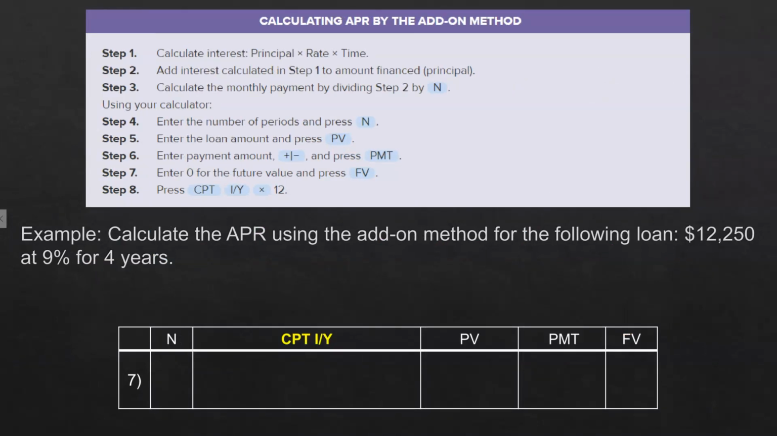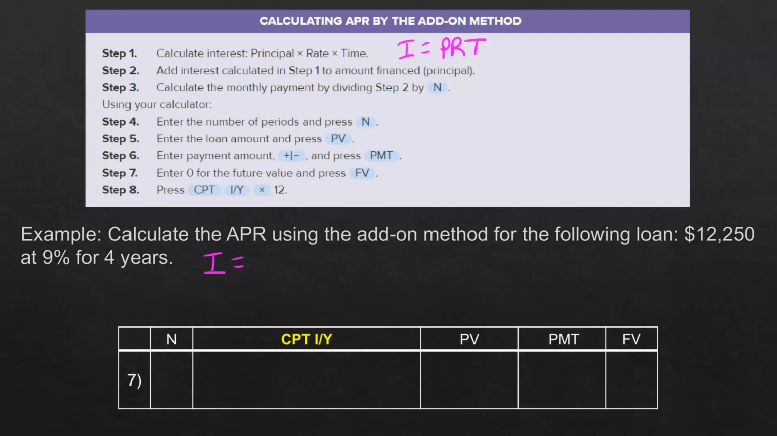and hopefully start to understand. Okay, so this is an add-on method, and I will just tell you the truth, I'm not that crazy about it because it seems like it's going to be just way more money than it should be, but we're going to do this. We're going to calculate the APR with the add-on method. Here's all the steps. First, we're going to calculate interest using the interest formula, which is I equals PRT.